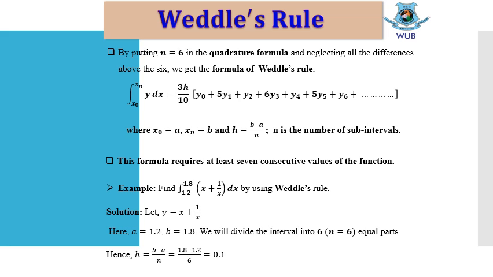Now let's start our solution, where you can see that the function is y equals x + 1/x, and a equals 1.2, b equals 1.8, and the number of intervals equals 6. We easily get the sub-interval h, which is (b minus a) divided by n, and the value is h equals 0.1.